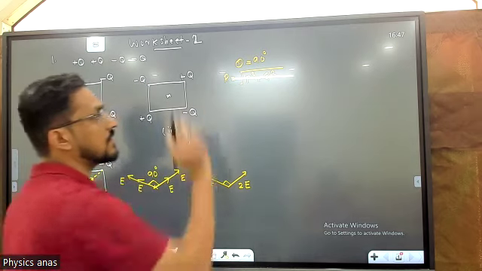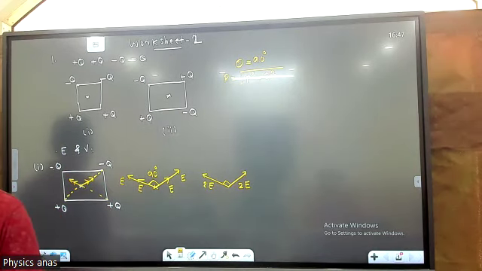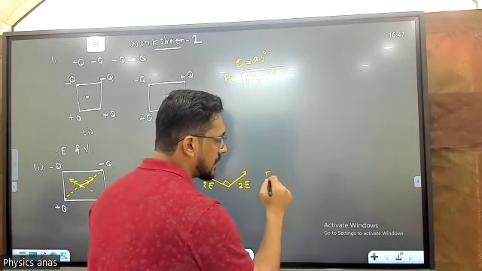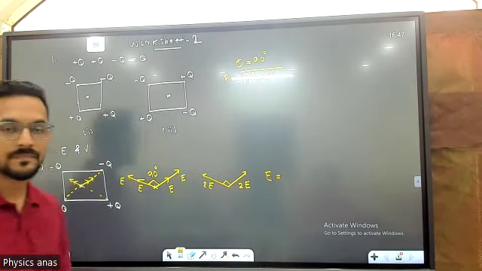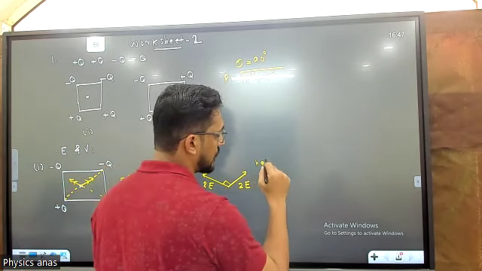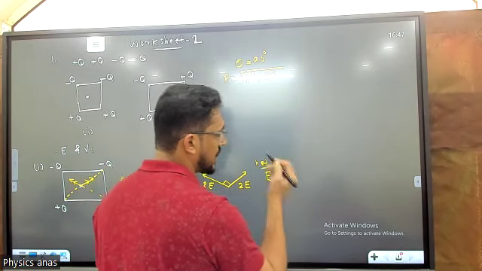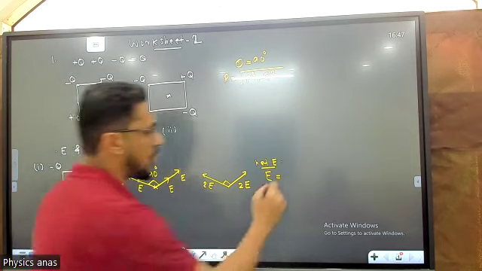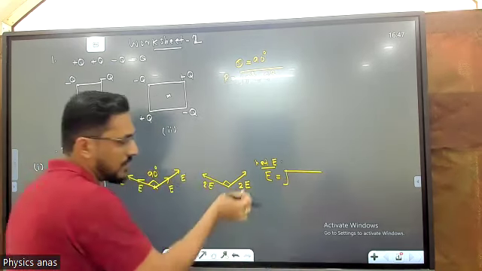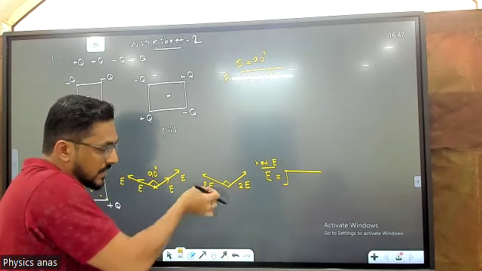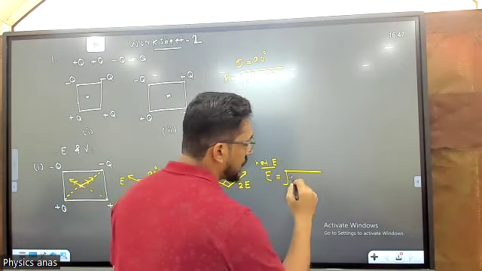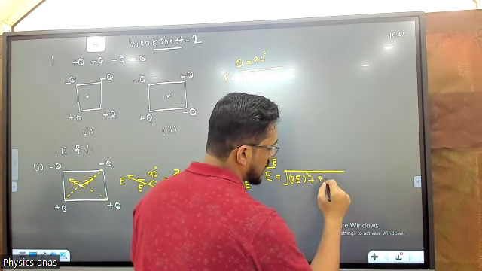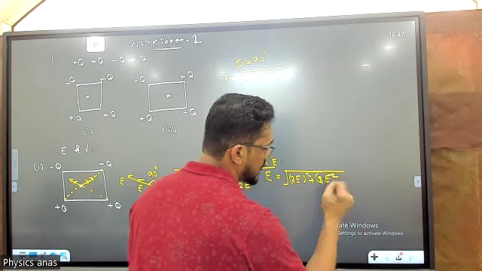Then the resultant will be root of P squared plus Q squared. Can you understand that? Then what is the resultant here? What will be E? That's the net electric field. What will be the net electric field? Yeah, root of this term and root of 2E squared plus 2E squared.